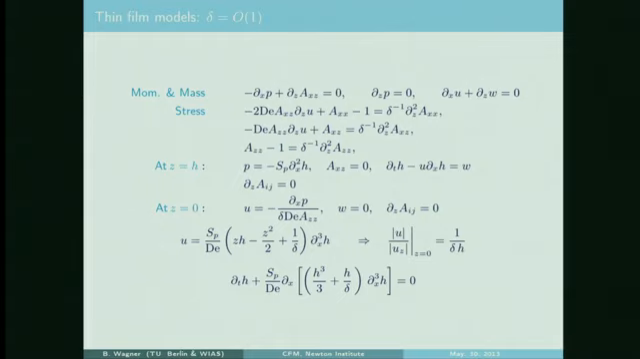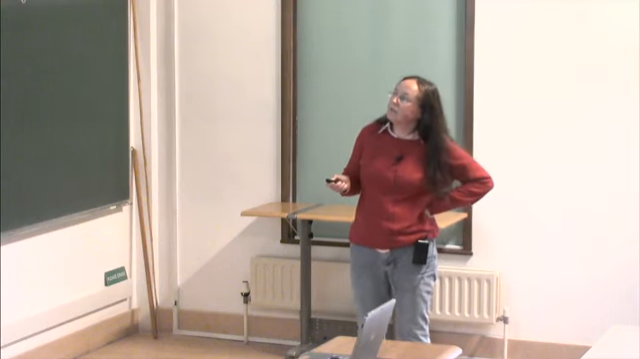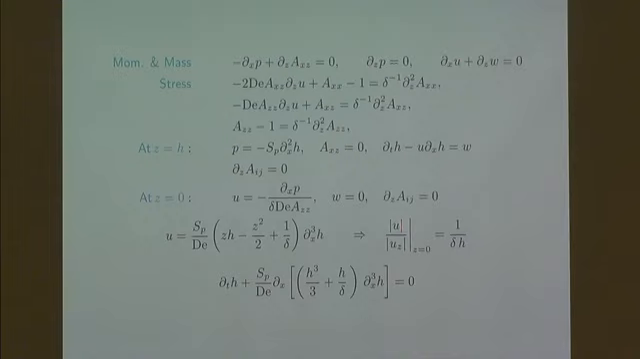Now it goes very similar to the derivation of the lubrication equation. You see also that here, if you look at this ratio here, you get a Navier slip condition where 1 over delta H is your slip length, a singular slip in this case. And here's your lubrication model.